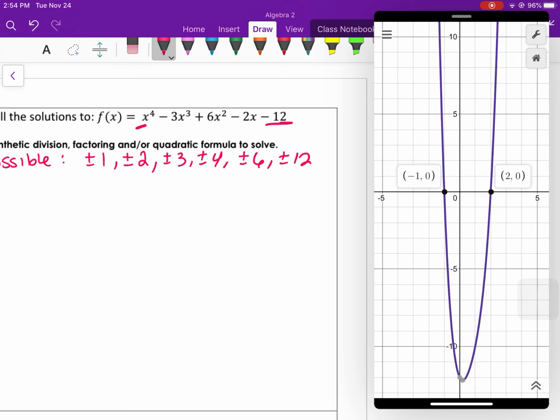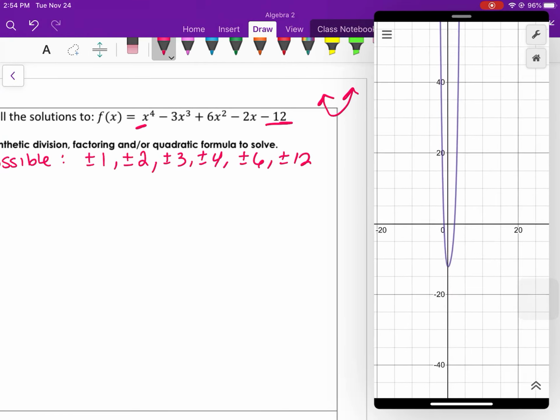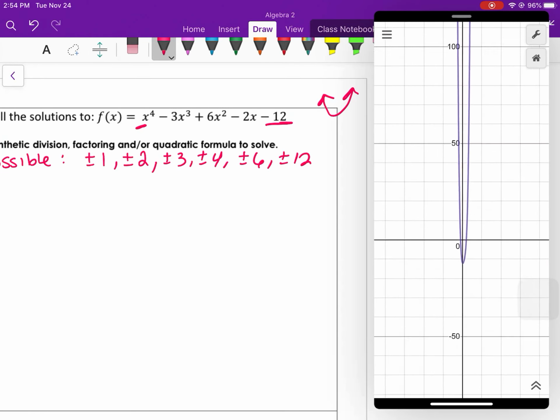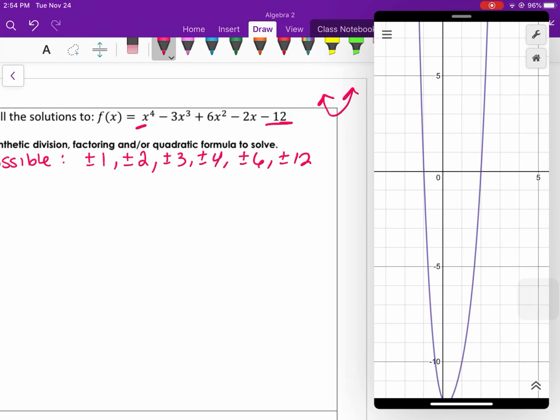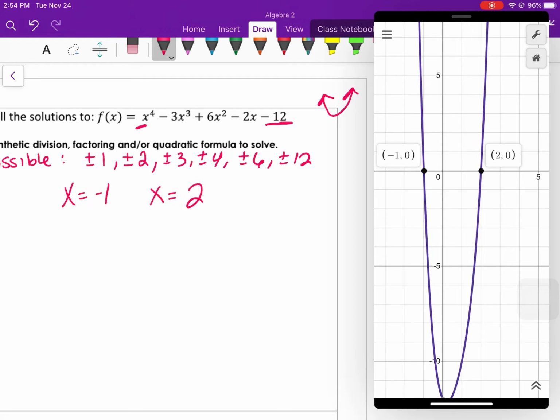I know that this quartic, it's even. It's going to have end behavior that goes up and up, positive. So even if I zoom out, I know that it's going to continue to increase infinitely. So I know it's not going to turn and come back down. So I have 2 answers here, x equals -1 and x equals 2. So using the calculator really helps me shorten up those lists instead of having to guess and check all of the possible solutions with synthetic division.